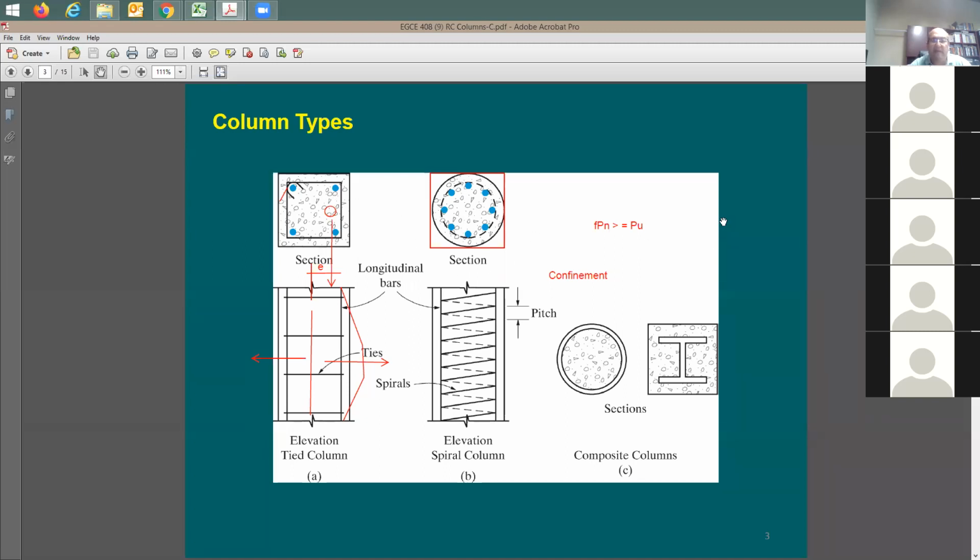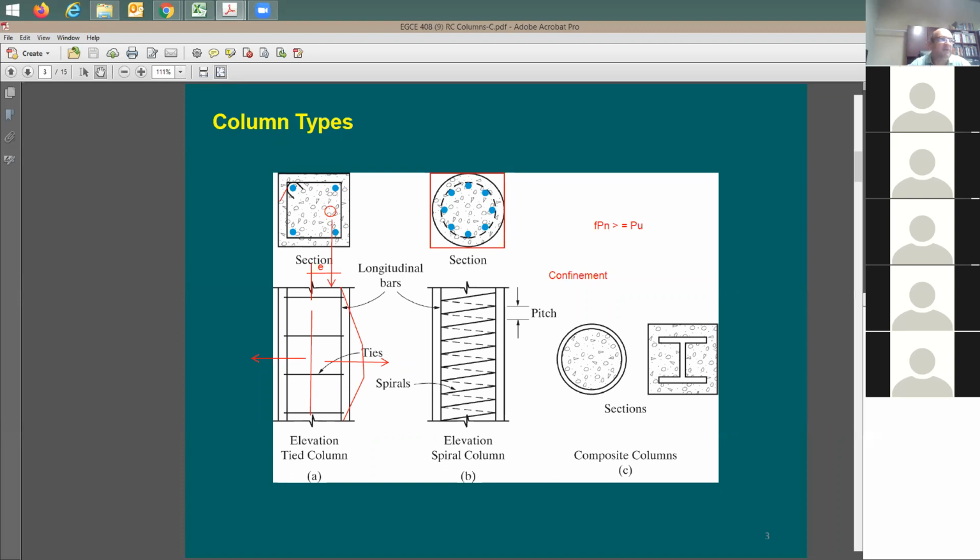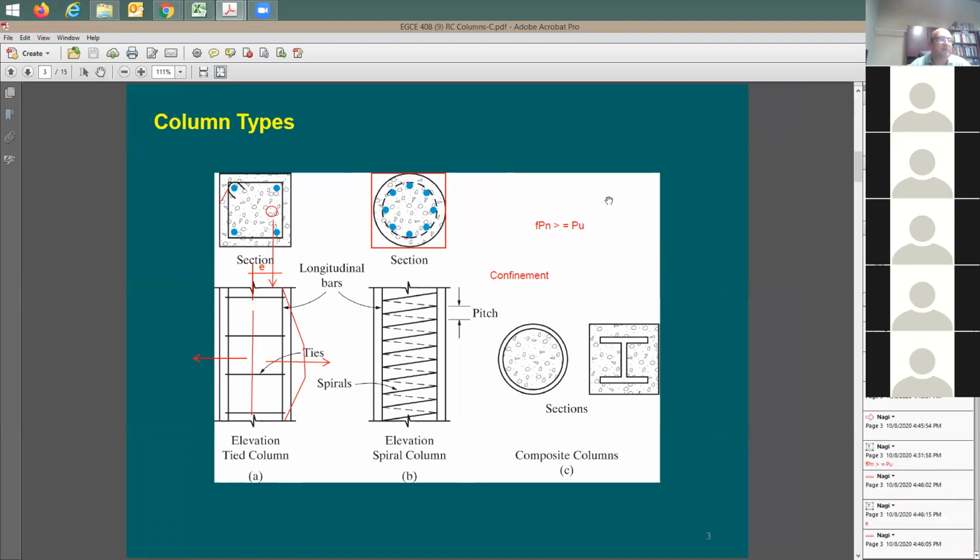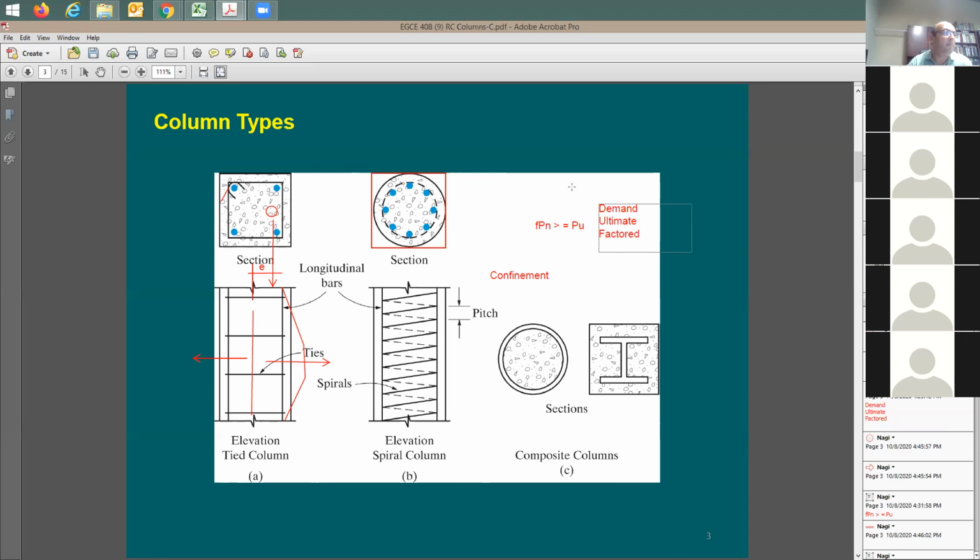And generally speaking, you'd like to have phi Pn greater than or equal to Pu. This one here, this is what we call demand or ultimate. So let me put it here. Here are all the names that you may consider. You're going to see here demand, which is the same as ultimate, same as factored. This is all the same. You can call it demand, ultimate, or factored.